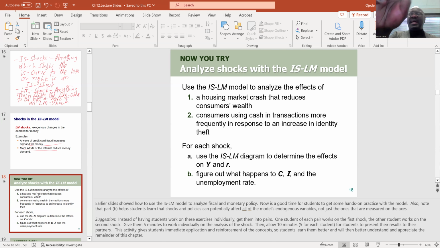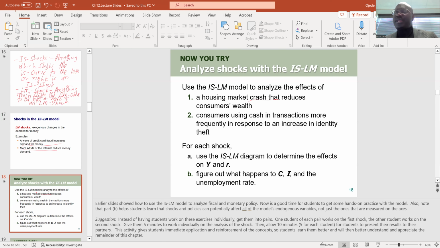We can use the IS-LM model to analyze the effects of a housing market crash, like it happened in 2006, 2007. You remember the housing crash? Or maybe you guys were still in grade school, but the housing market meltdown in America was really bad. What led to the financial crisis of 2007, 2008? It started from the housing market. So when the housing market crashed in 2006, 2007, most Americans felt like, when their home values got diminished, they were less wealthy.